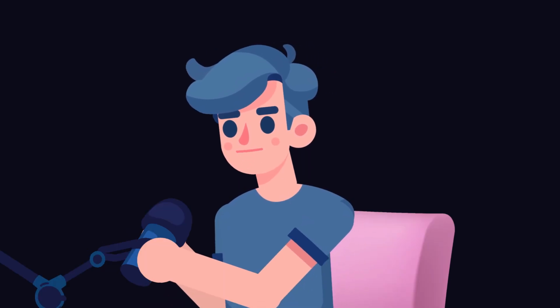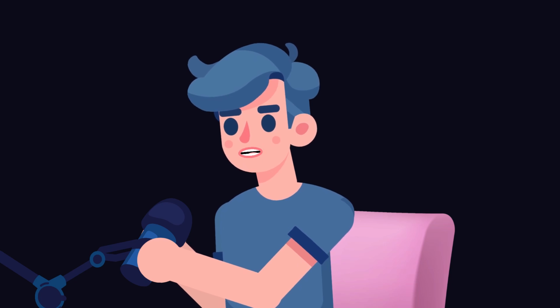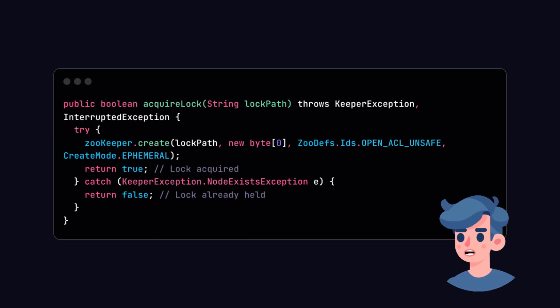Now, let's discuss another important feature of Zookeeper, distributed locks. These are essential for managing resources among different distributed services. To implement distributed locking, we can create an ephemeral node to act as a lock. If a service wants to acquire the lock, it will attempt to create this lock node. If it succeeds, it holds the lock.